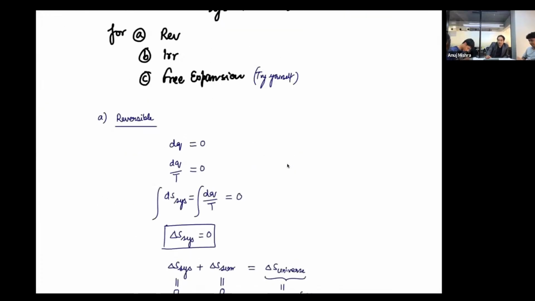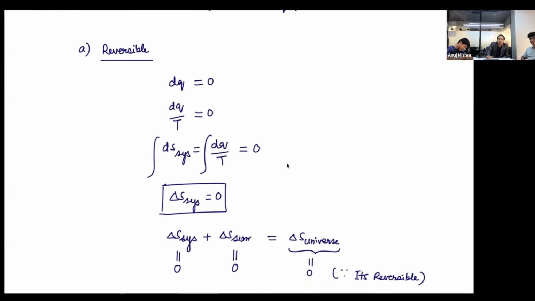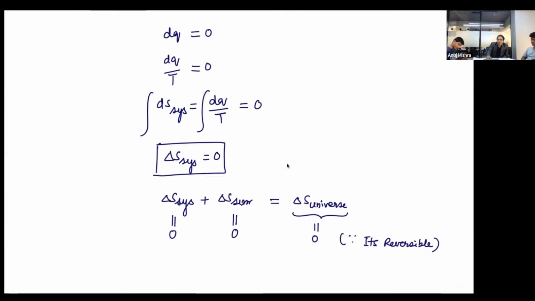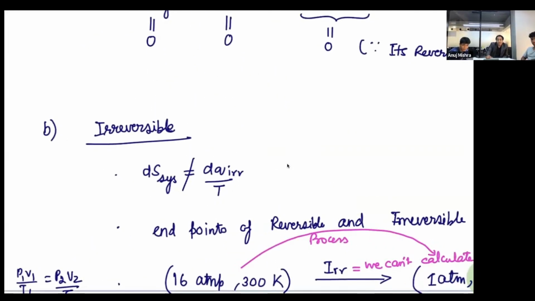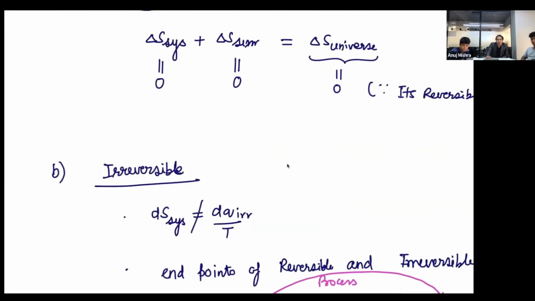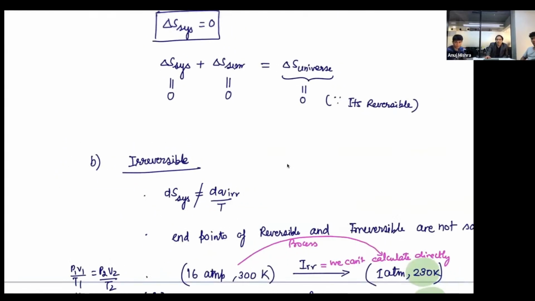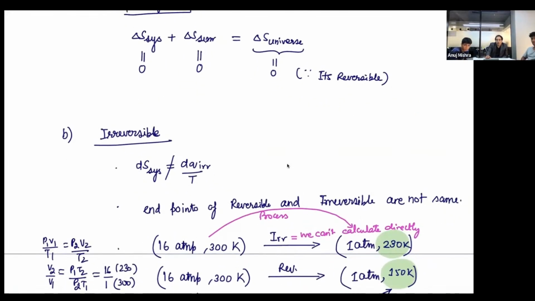So see, the first case, let me revise once. Reversible case: dQ is 0, dQ upon T is 0, dS system is dQ upon T which is 0, delta system is 0, delta surrounding is 0, delta universe is 0. That was reversible. Any problems? Clear? Come to irreversible. dS system is not equal to dQ irreversible upon T. You should be very clear about it. There is no such formula. So end points of reversible and irreversible are not the same. Write it down, note it. Your end points are what?